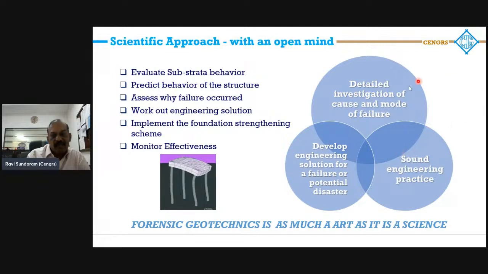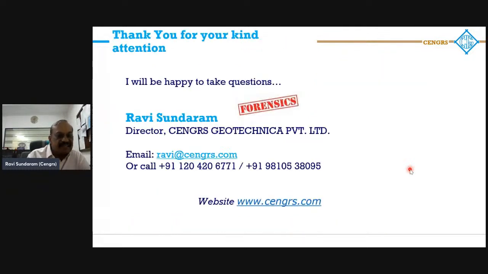So to be able to do this, you must do a detailed investigation of the causes and mode of failure, develop the engineering solution, and solve this problem of failure or potential disaster. The most important thing here is sound engineering practice, because forensic geotechnical engineering, as I told you, is as much an art as it is a science.